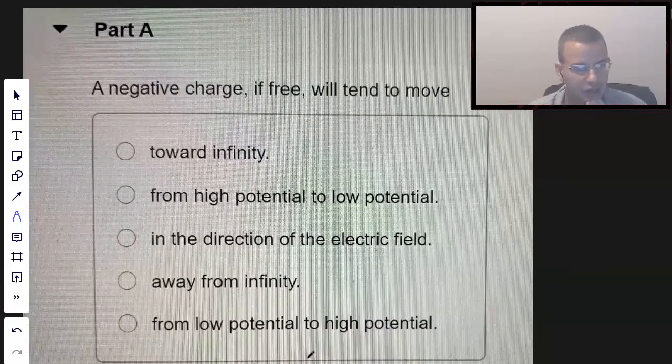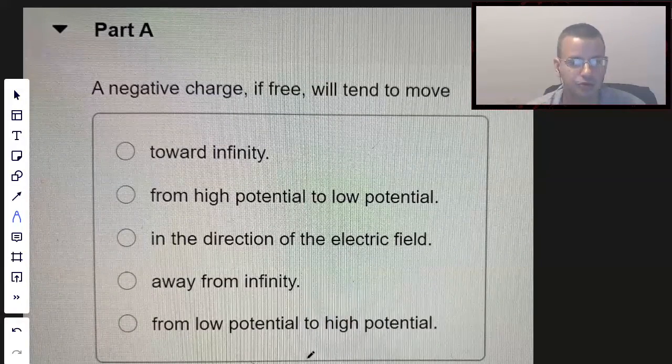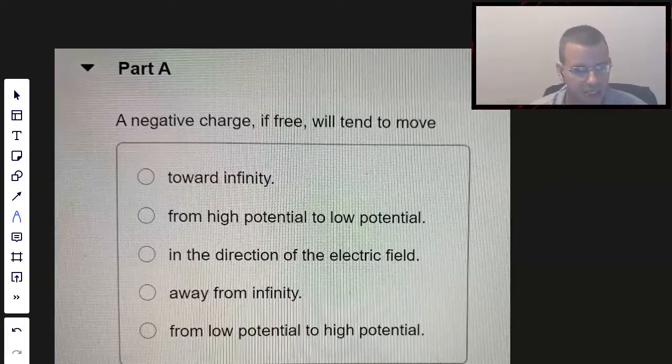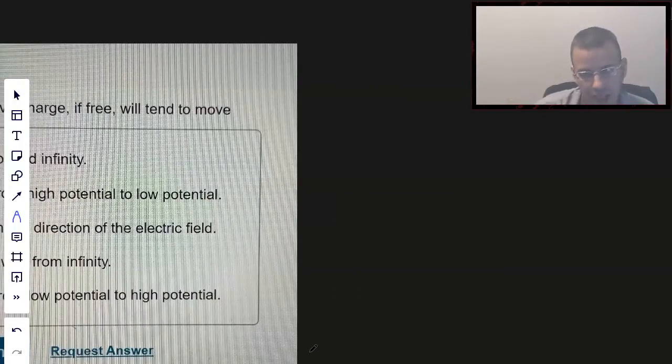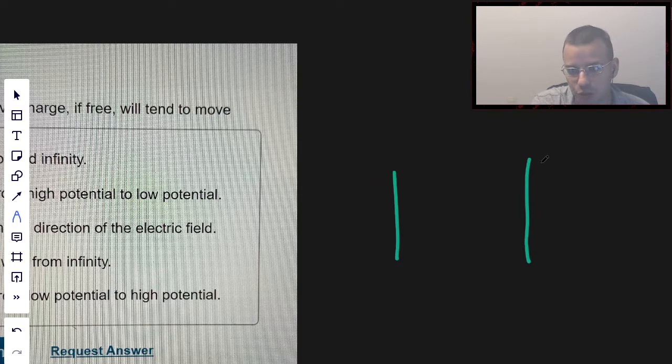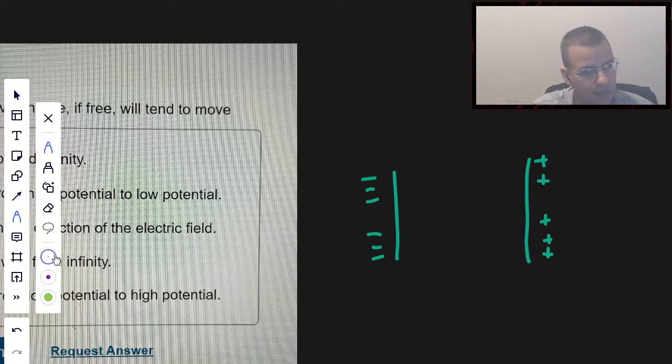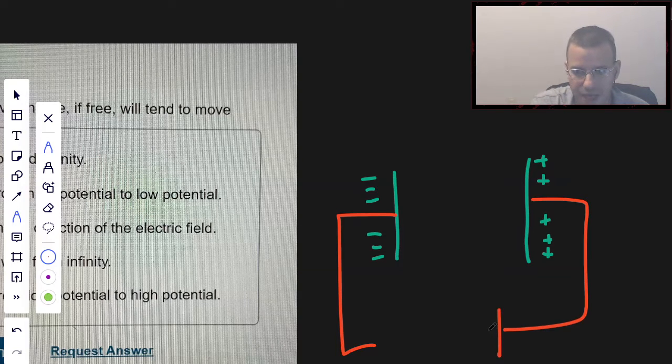All right. A negative charge, if free, will tend to move towards. So this is a pretty reasonable concept here, but I'm going to go a little bit overboard in explaining it. The easiest way I think of it is a parallel plate capacitor, because one of the cool things about them is they create, for the most part, a uniform field. And the way I create a parallel plate capacitor is I get two metal plates and hook them up to a battery, some battery of voltage, I don't know, delta V.